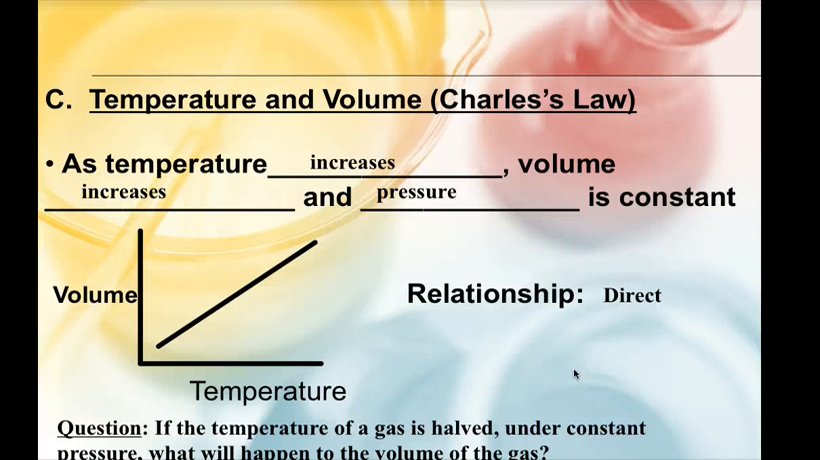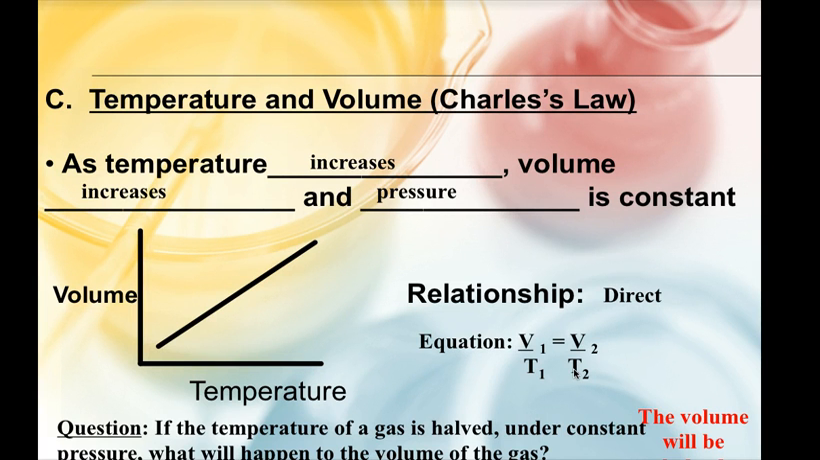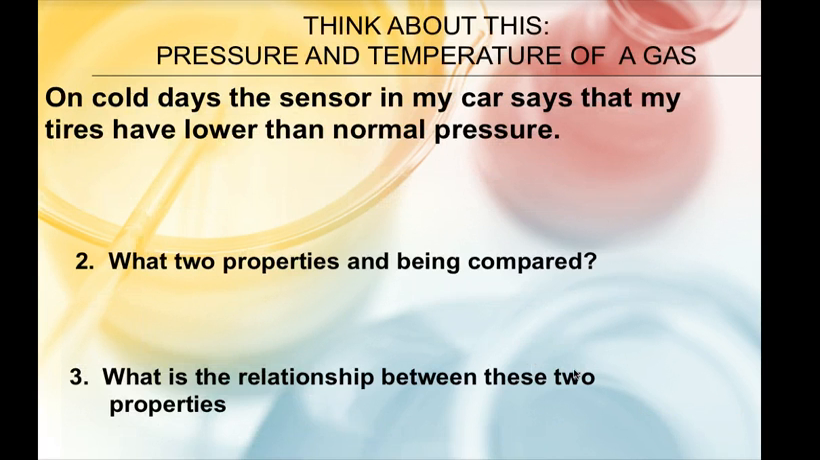And there's a question at the bottom: if the temperature of a gas is halved, if you cut the temperature in half under constant pressure, what will happen to the volume? Well, since they're a direct relationship, if you cut it in half, the volume will also be cut in half. That's what a direct relationship is. We're going to skip this.